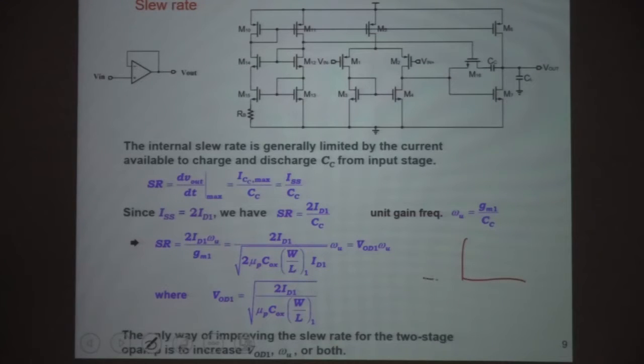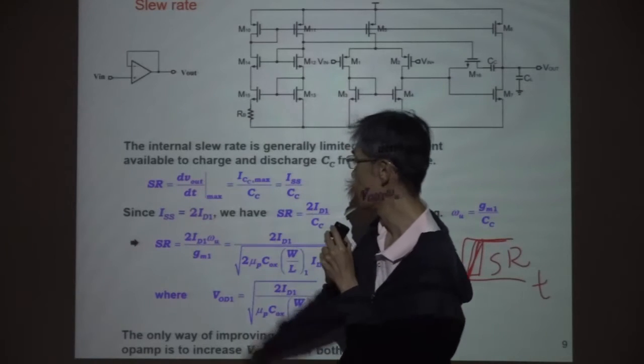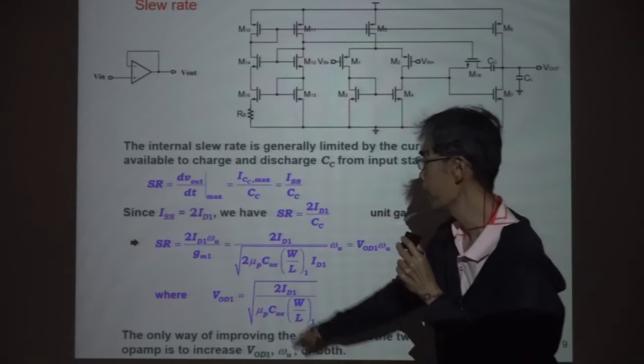So this is input, this is time, and the output. It may take a while for output to catch up with the input. So the slope here is the slew rate for the output signal to reach the final value. So the slew rate, dVout/dt, and we take the maximum value.